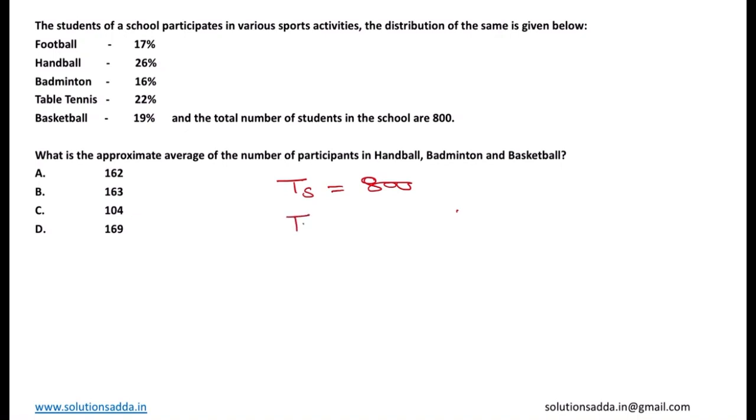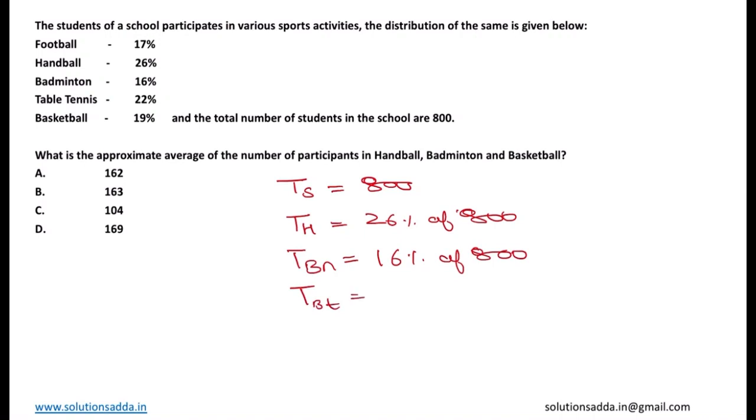So let TH denote the number of participants in handball. So handball percentage is given to us as 26% of 800. Similarly, TBN is total number of participants in badminton, which is given to us as 16%, and TBT is the basketball, suppose. So it is given to us as 19%.